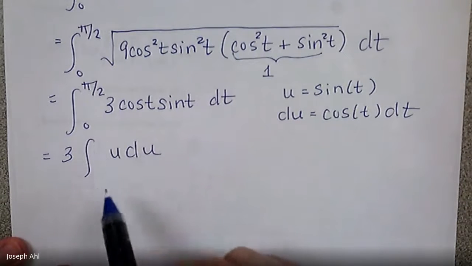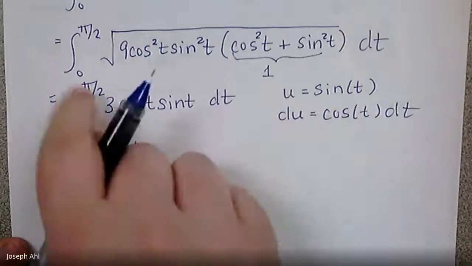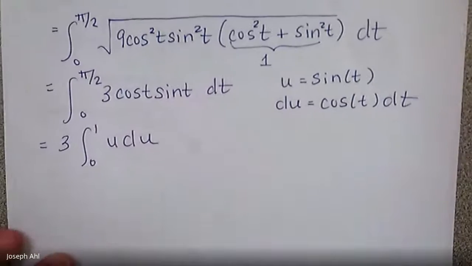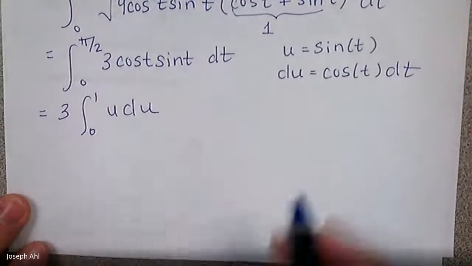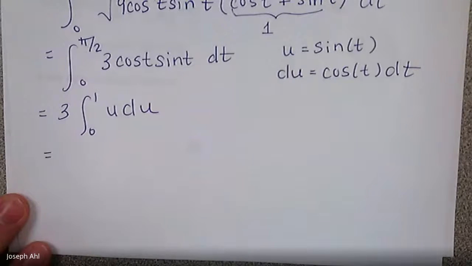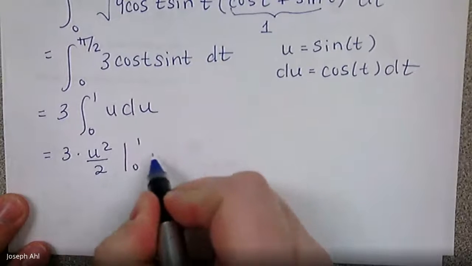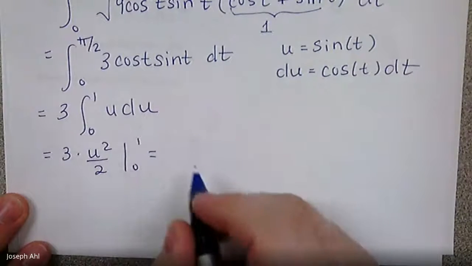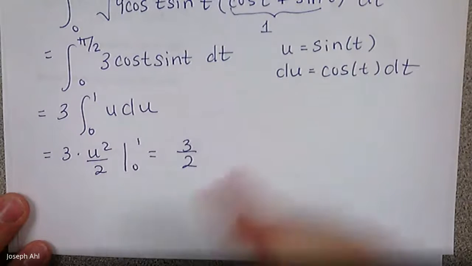But we should probably change the bounds if we're now integrating with respect to u, right? So sine of 0 is 0. Sine of pi over 2 is 1. If you wanted to go back and resub in t's, you could do that, but I like doing this with respect to u. So this is going to be 3 times u squared over 2 from 0 to 1. So that's going to be 3 times a half, which is 3 halves.